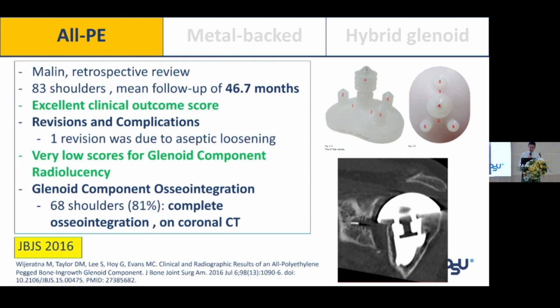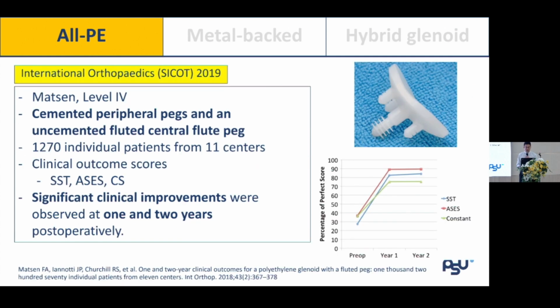A JBJS study in 2016 reviewed the all-polyethylene glenoid bone ingrowth design. At an average follow-up of 4 years, patients had excellent clinical and radiographic outcomes. Minimal radiolucency was observed, and 81% of cases achieved complete osseointegration on CT. Only one revision due to aseptic loosening was reported, confirming the implant's strong fixation and long-term durability.